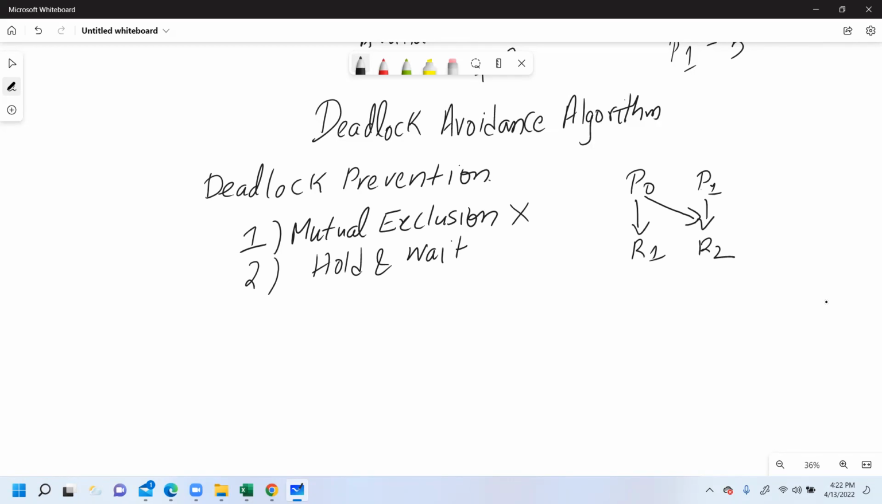I mean, that will not happen. And if P1 is requesting R1, then it becomes a circular wait, and both P0 and P1 will be blocked, and neither can do any process further. Then your system is actually going to hang up. You have seen this state always; the system is going to freeze.